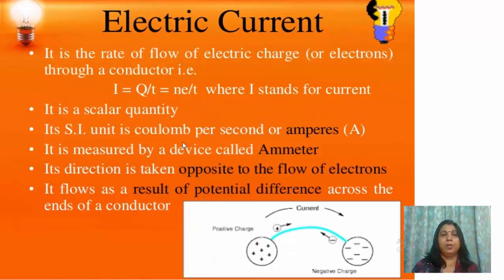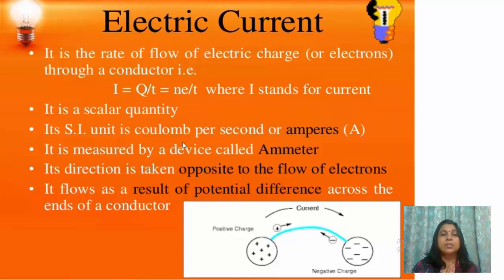Now, what is electric current? We know electricity is the flow of electrons, the electric charge, especially the negative charge. So it is the rate of flow of electric charge or electrons through a conductor. That is I, the current, is equal to Q, the charge, upon t, the time. That is the rate of flow of electric charge, which means how much charge flows in 1 second.